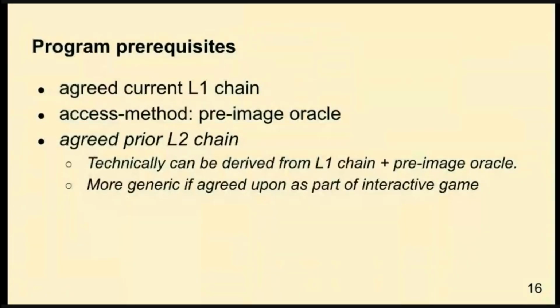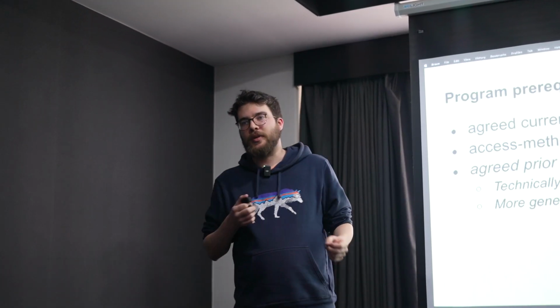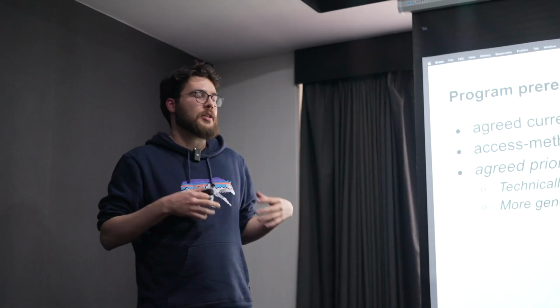So, program prerequisites. We agree on the layer 1 chain. There's this starting point where the dispute basically anchors at the layer 1 history. From there we can traverse through all the pre-images to load necessary input data to produce layer 2 outcomes. Then for previously agreed layer 2 state, we need a pre-image oracle as well, not just for layer 1, to fetch any layer 2 state.